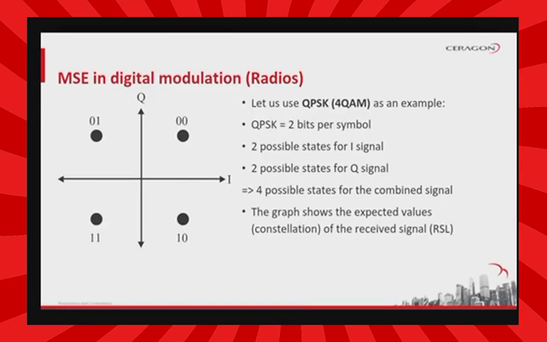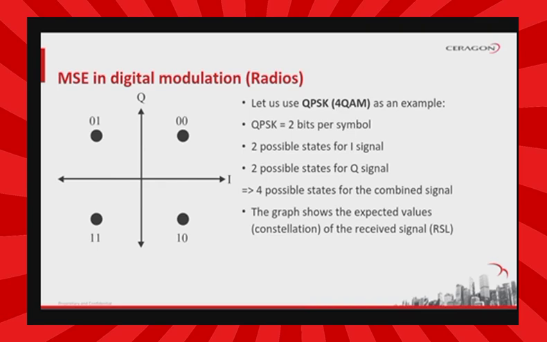Now let's transpose to the MSE calculation for digital modulation. Let us use QPSK or 4QAM as an example. QPSK means 2 bits per symbol: 2 possible states for the I signal and 2 possible states for the Q signal, resulting in 4 possible states for the combined signal, or 2 bits of information transmitted at every hertz.